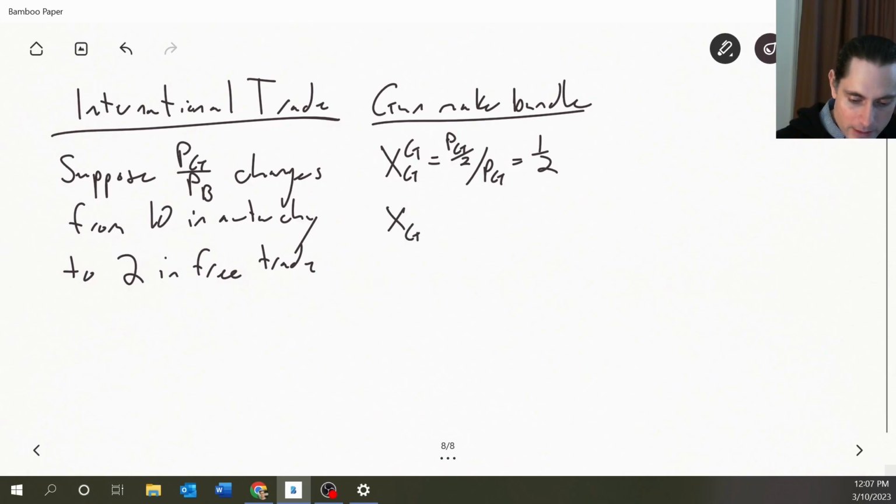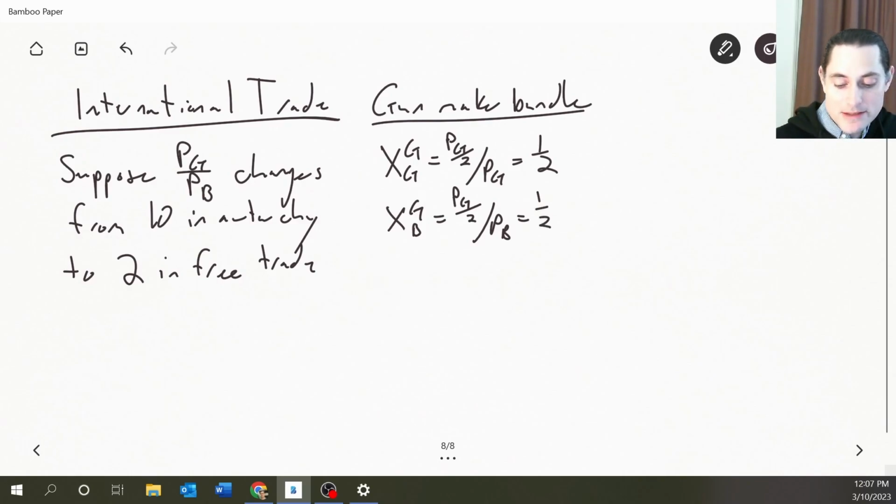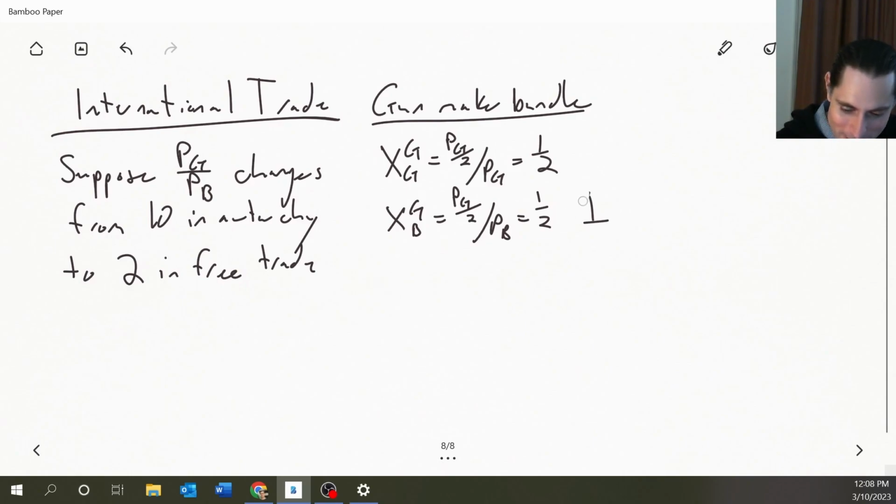And then the butter purchased by the gun maker also looks very similar. In fact, it looks exactly the same. It's still PG divided by 2 divided by PB. The only difference now is that PG divided by PB fell. It used to be 10. Now it's only 2. Oh, I wrote a mistake here. Let's rewrite that. It's going to be 1/2 times PG divided by PB, which we can see is now equal to 2. So we've got 2 times 1/2, and that's going to be 1.